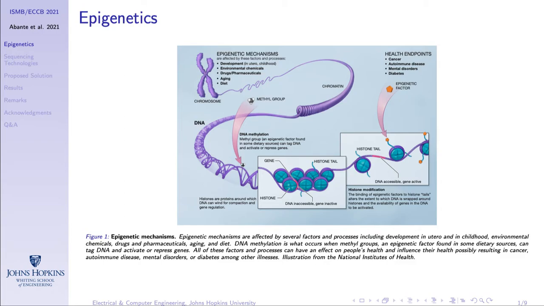gene regulation. As a result, it should not come as a surprise that epigenetic marks play a critical role in a number of health endpoints, for example, in cancer. How do we go about studying these marks, though? Let me briefly discuss that in the context of DNA methylation.